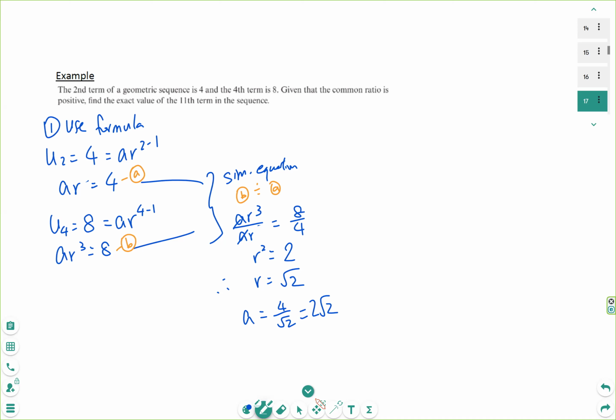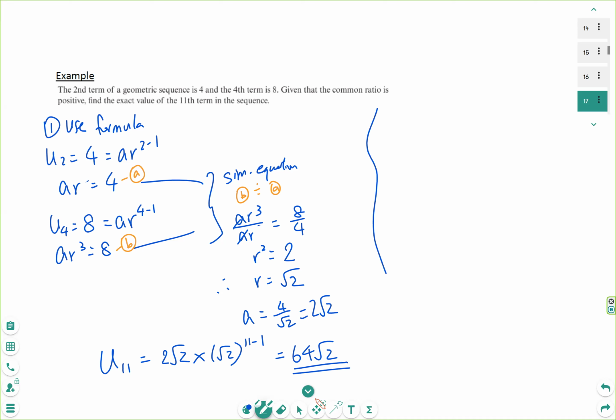Okay, so if I want to find the 11th term, U11 equals 2 root 2 times R to the power of n minus 1. And if I put it in the calculator, I get 64 root 2.